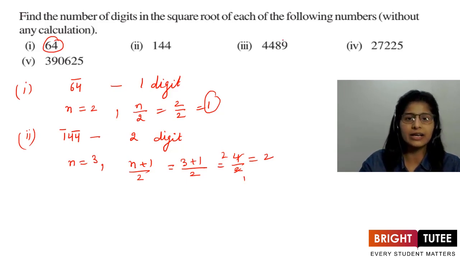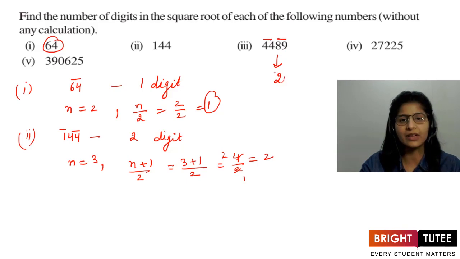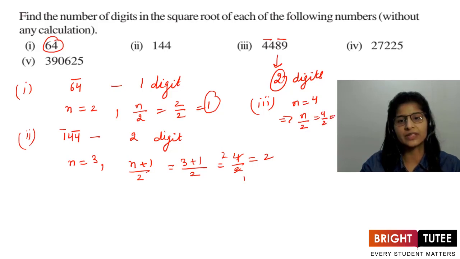Right? Now here, how many bars will we place? 2. So this number, the third part, will have 2 digits in its square root. Right? If we go with the formula in the third part, how many digits are there? 4. n is 4. So we will divide n by 2. 4 by 2 gives us 2. That means there are 2 digits in the square root of 4489.